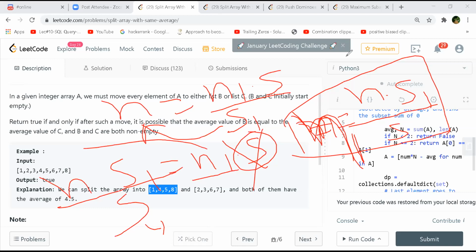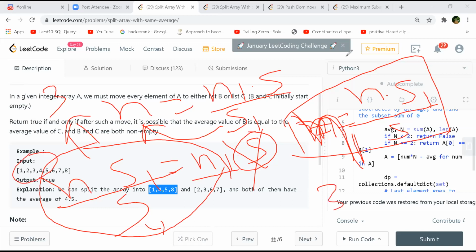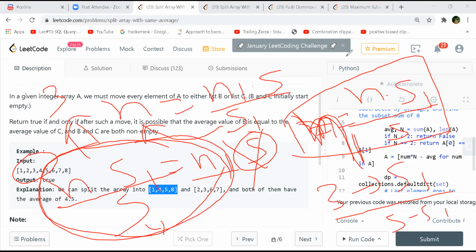So from here it's a subset problem. Let's say you got N as something like 3. You have to find 3 elements from this array whose sum is S1 and you are done. Remaining you can get as S minus S1, because this equation came only from when I made N1 by S1 equal to N2 by S2.